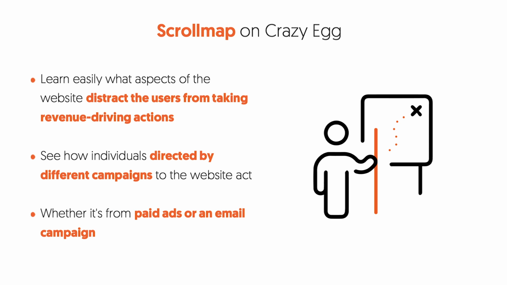With Crazy Egg, you can easily see what aspects of your website are distracting users versus which ones are causing them to drive more revenue and sales or leads for you. You can see how individuals are directed by different campaigns to your website and how they act based on those campaigns. You can see whether it's from paid ads or email or SEO. You can segment all your traffic within Crazy Egg and see how different audiences interact with your web pages differently. So then you can create different experiences for, let's say, the paid users versus the organic users.